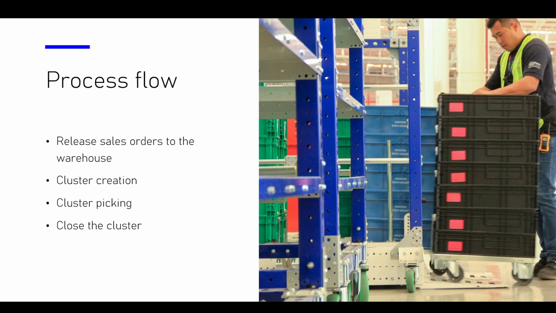The process of creating the cluster and assigning the works to the positions could also be automatic, based on system predefined rules. For example, you can group the works together into a cluster using delivery date, picking zones, or, for example, order origin. This is called system directed cluster picking.